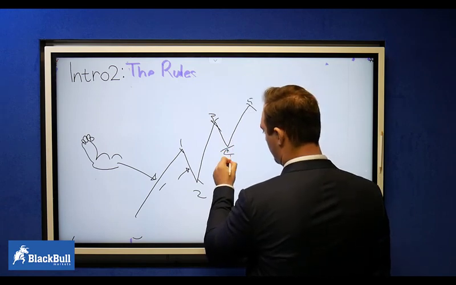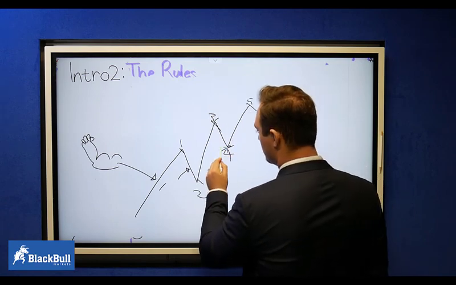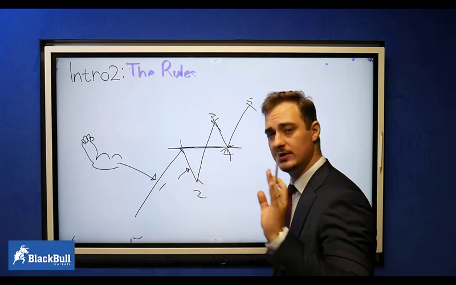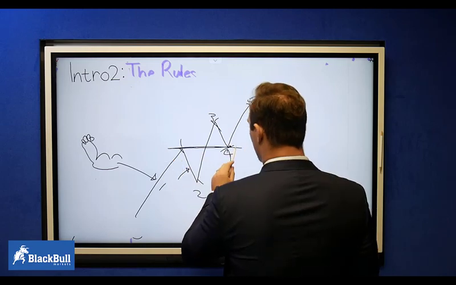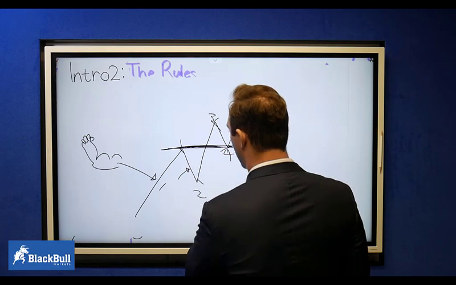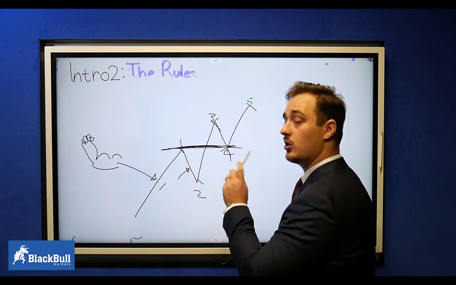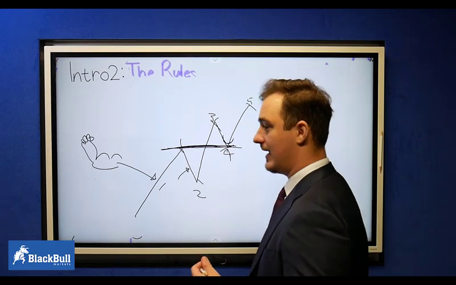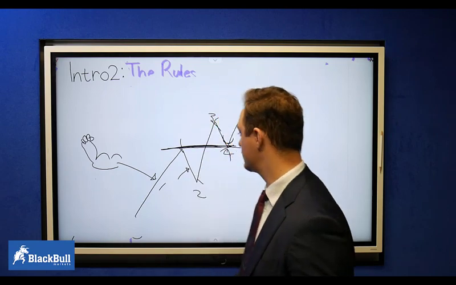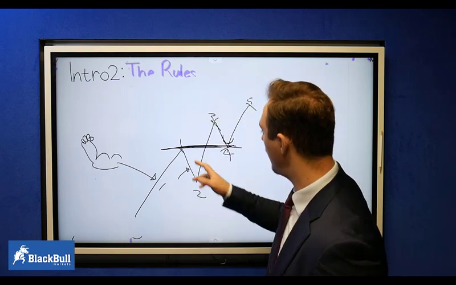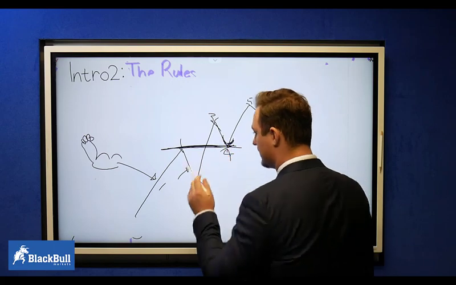Now the other rule is wave 4. This used to be a rule, but let's talk about this now. There was a rule where wave 4 has to go into the territory of wave 1, or close to the territory of wave 1. Now, I remember reading the Elliott Wave book, and they said there was one instance where wave 4 didn't quite go into the territory of wave 1.